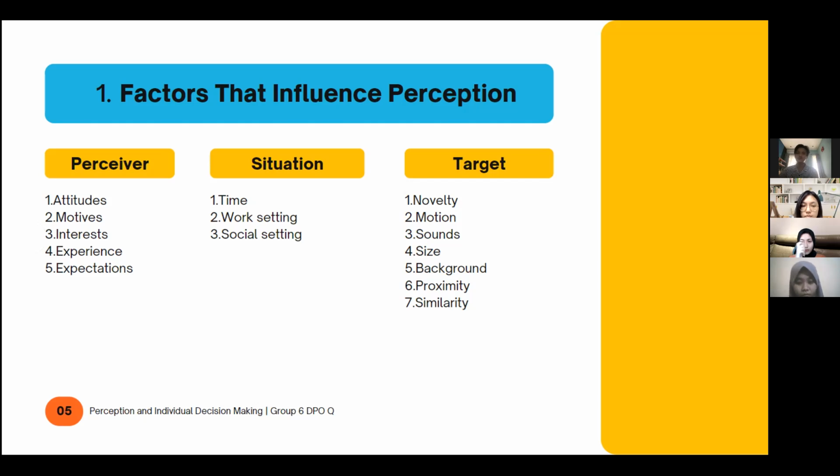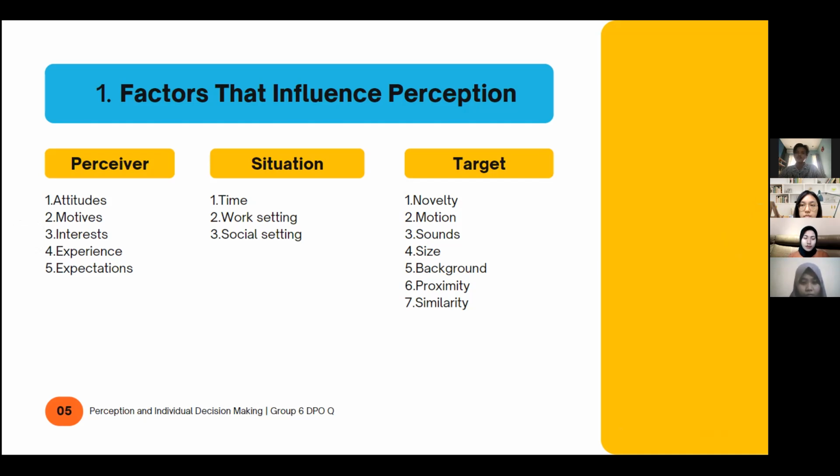And then the situation is the environmental factors, timing, and degree of stimulation that affect the process of perception. These factors may render a single stimulus to be left as merely a stimulus, not a percept that is subject for brain interpretation. Factors in the situation are time, work setting, and social setting.